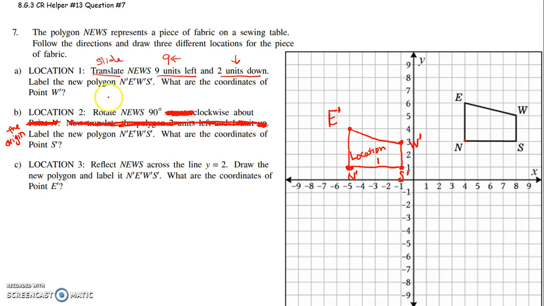Location 2, they want us to go, oh, sorry, they want to know what W prime is. My bad. W prime is (-1, 3).